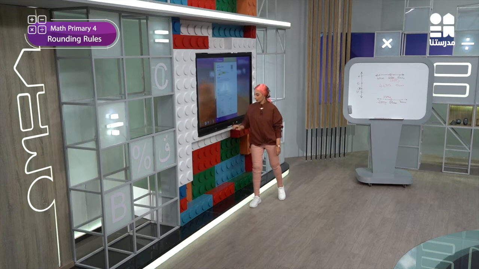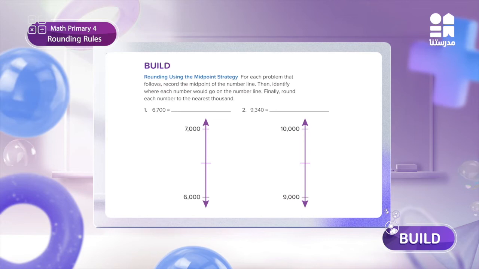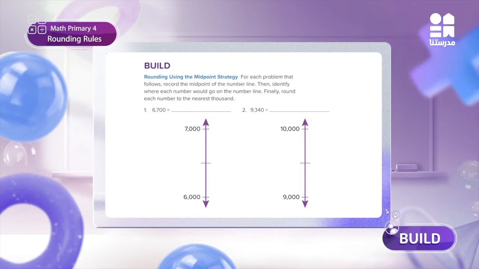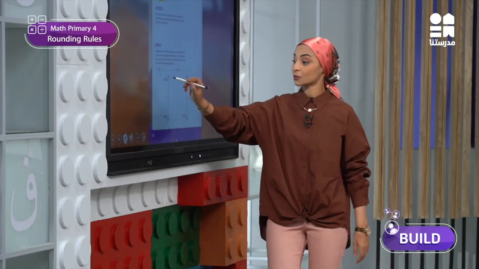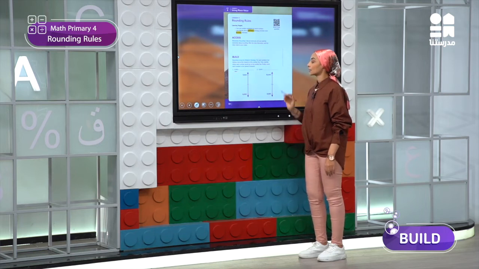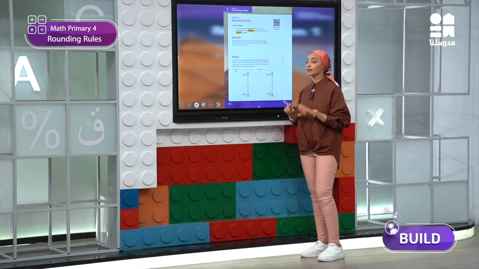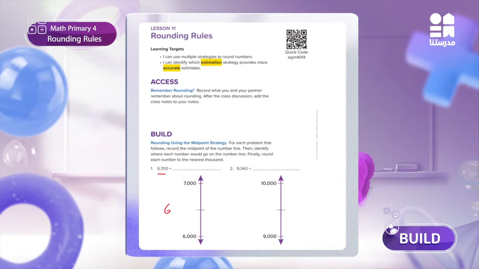Now, let's see how I can solve this. Yes, he wants me to round using the midpoint strategy. Rounding using the midpoint strategy. So what should I do? Yes, as you see here, I have a number line starting from 6,000 ending with 7,000. And which number does he want me to round? Yes, he wants me to round 6,700. So what should I do? Yes, first I will write the midpoint. Between 6,000 and 7,000, I have what? I have 6,500. Super, boys and girls.